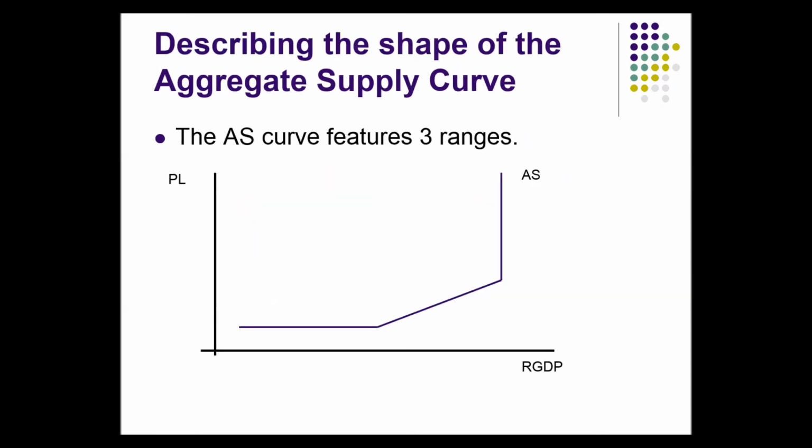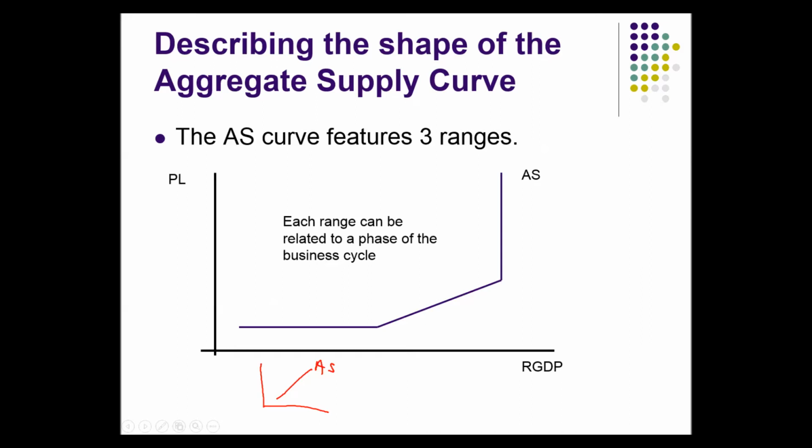So describing the shape of the aggregate supply curve, the AS curve features three ranges. There's two ways we can view the aggregate supply curve. The other is what you're more familiar with, which would simply be the upward sloping supply curve. But when we talk about fiscal and monetary policy, it's going to be easier to use this three range model instead of using the simpler model, just the upward sloping.